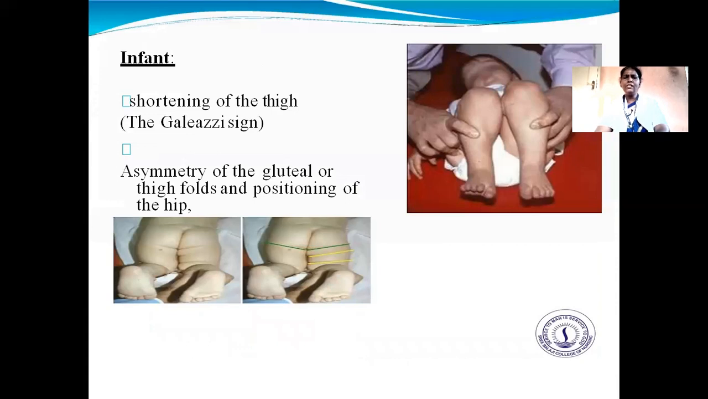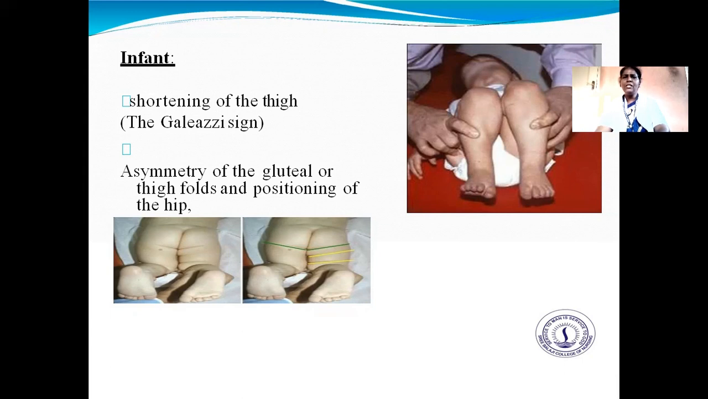For infants, there is a shortening of the thigh, that is called the Galeazzi sign. Galeazzi sign is also used to assess the developmental dysplasia of hip. Here the child will be in the supine position, then the hip will be flexed, then the ankle should touch the buttock of the baby. Then if you see that the height of the knees varies, that is the positive sign of developmental dysplasia of hip. The difference will be there.